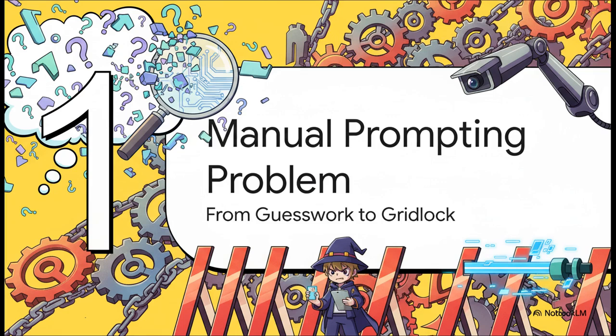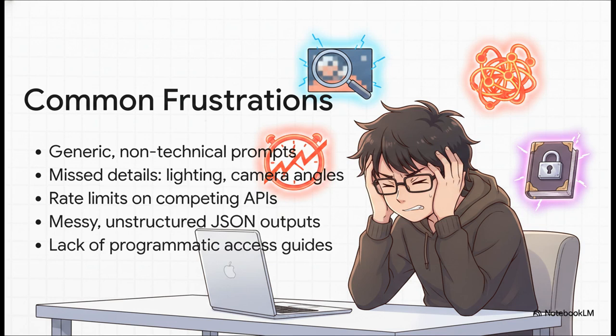All right, let's kick things off with the problem that we all know a little too well: manual prompting. And really, it's more than just a guessing game. For any serious workflow, it's a major gridlock. If you're a developer, this slide probably looks like a list of your biggest headaches. You're trying to build something cool, and you're stuck with these vague, non-technical prompts. You're hitting frustrating rate limits on other APIs. You're getting back JSON that looks like it's been put through a blender, just completely unstructured. And the documentation? Forget about it. It's almost like these other tools aren't even built for developers.